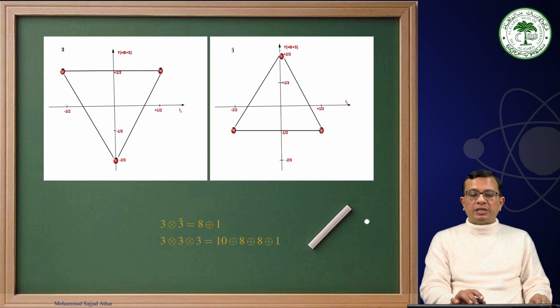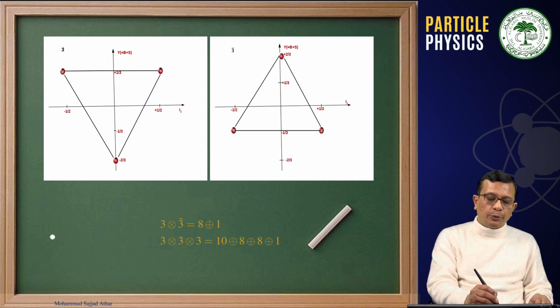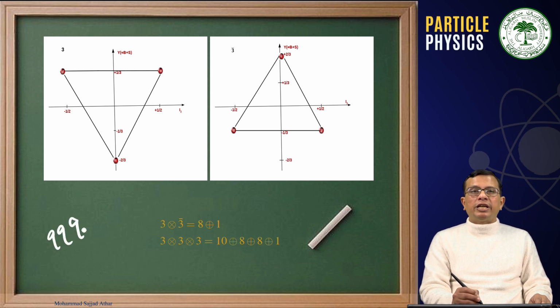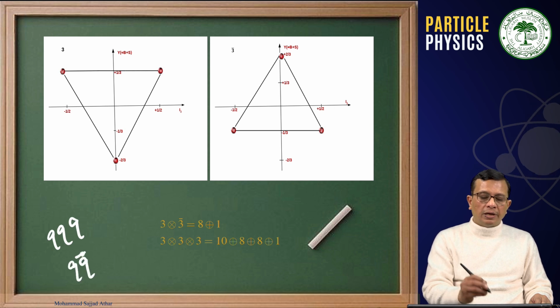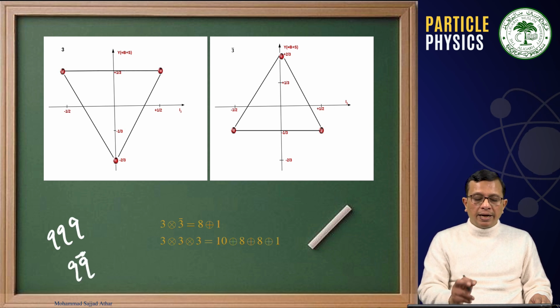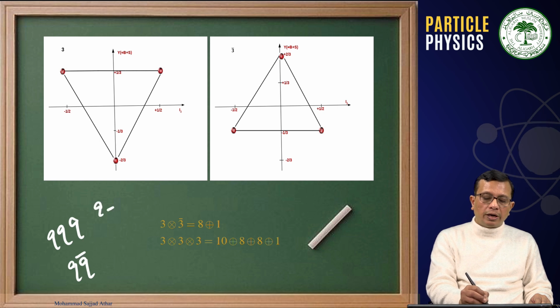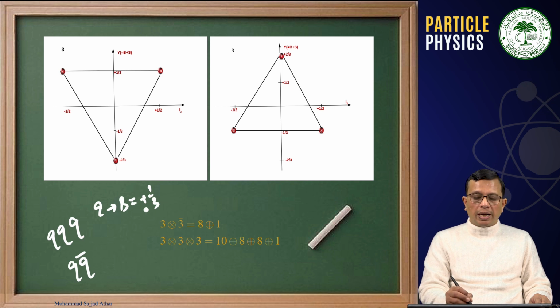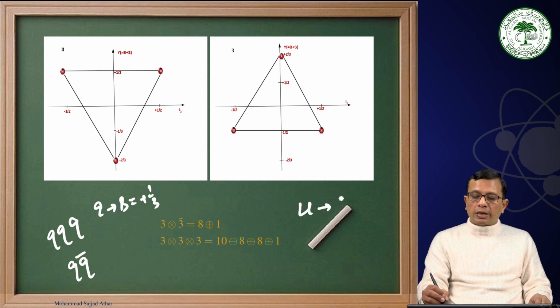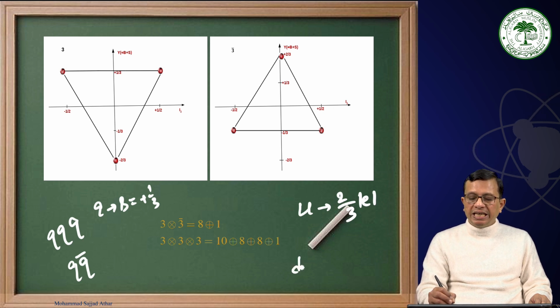This is the pattern which I am showing. The left hand side is for the quarks and the right hand side is for the anti-quarks. It was argued that the baryons are made up of 3 quarks and mesons are made up of a quark anti-quark pair. And all these quarks have baryon number 1 by 3, and anti-quarks have baryon number -1 by 3. Then the U quark has the charge +2 by 3 in units of electronic charge, and D and S have charges -1 by 3 in units of electronic charge.